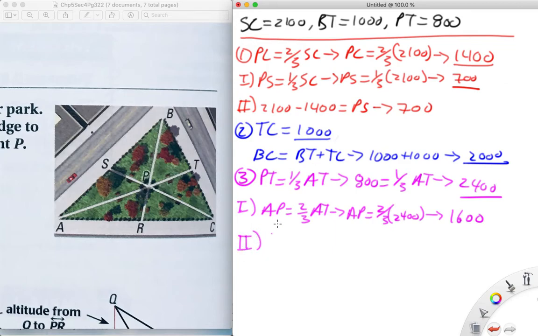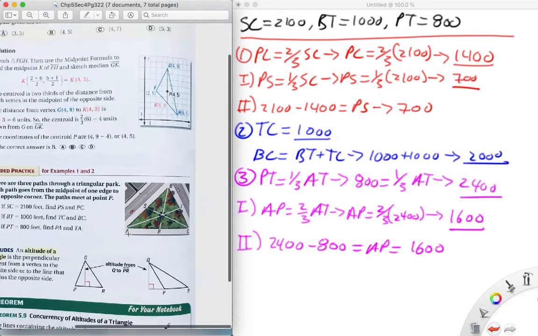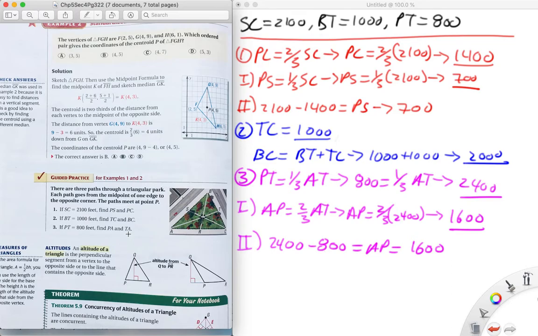You can say that 2,400 minus 800 equals AP, which is 1,600. Either way, I will get there. Okay, so that's medians and centroids. Alright, then we have the altitude.